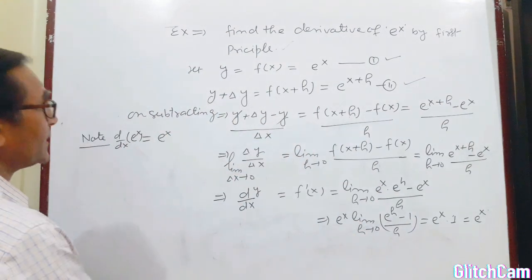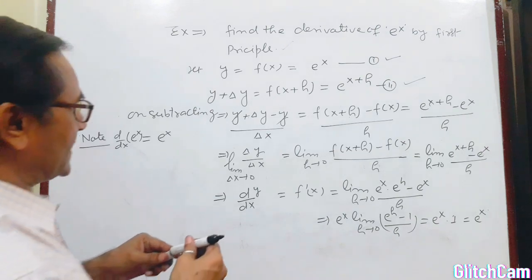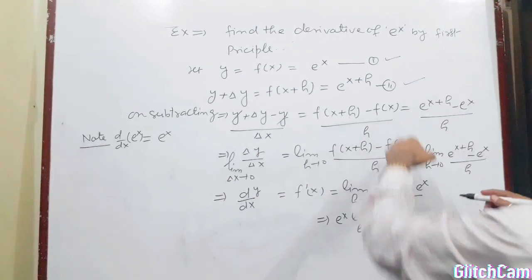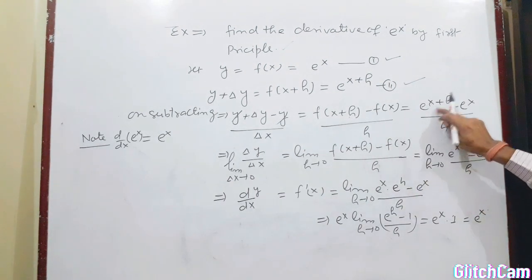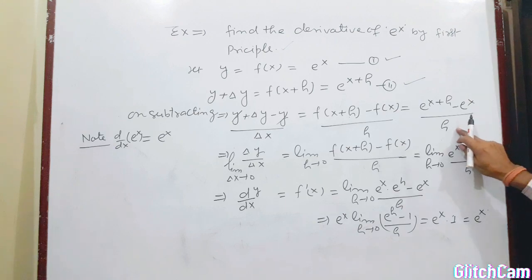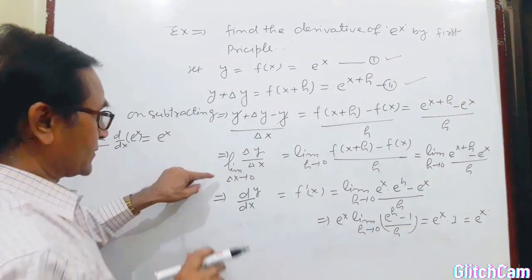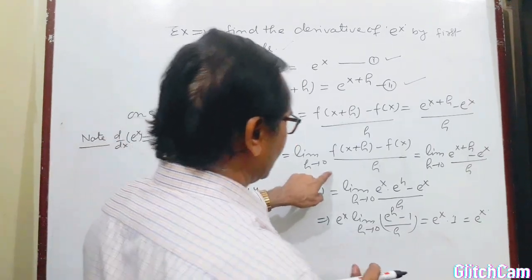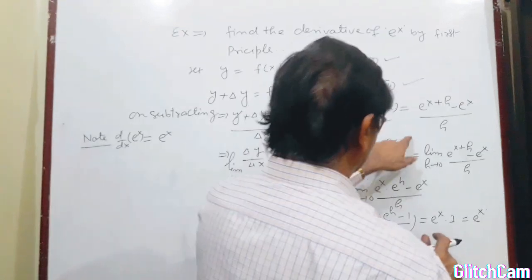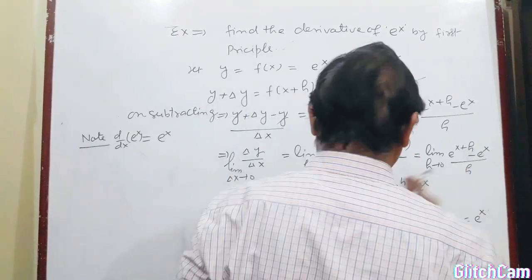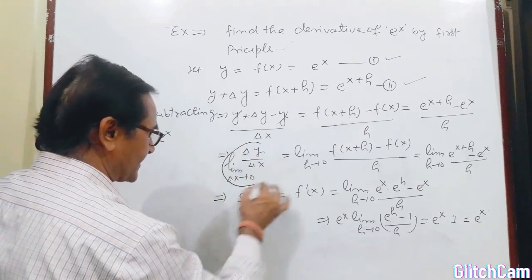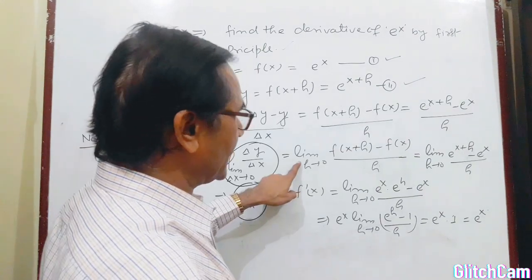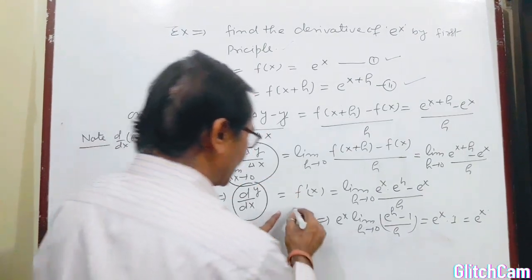We subtract: y plus delta y minus y upon delta x equals f(x plus h) minus f(x) upon h, which is e to the power x plus h minus e to the power x upon h. We use the limit, delta x tending to 0, delta y upon delta x equals limit h tending to 0 of f(x plus h) minus f(x) upon h. Therefore we know that it is known as dy by dx, differentiate with respect to x. It is the 5-step rule. We write f dash x.